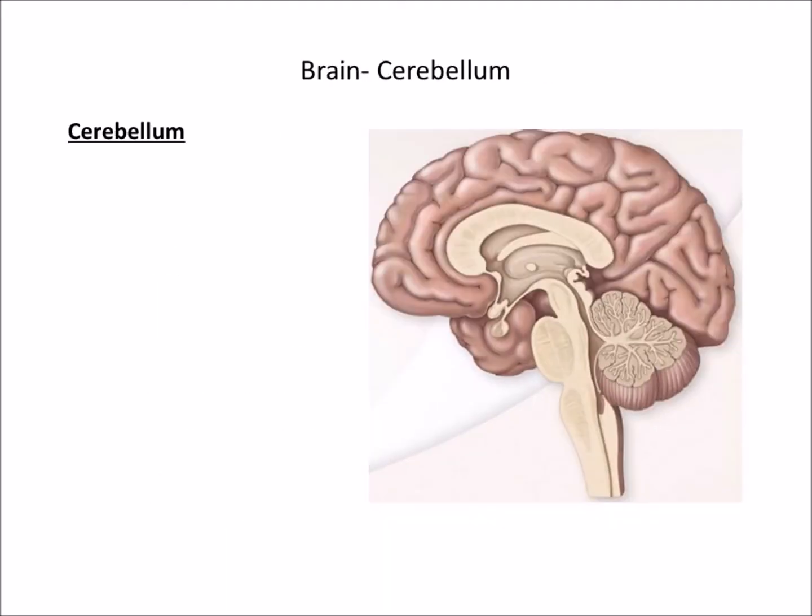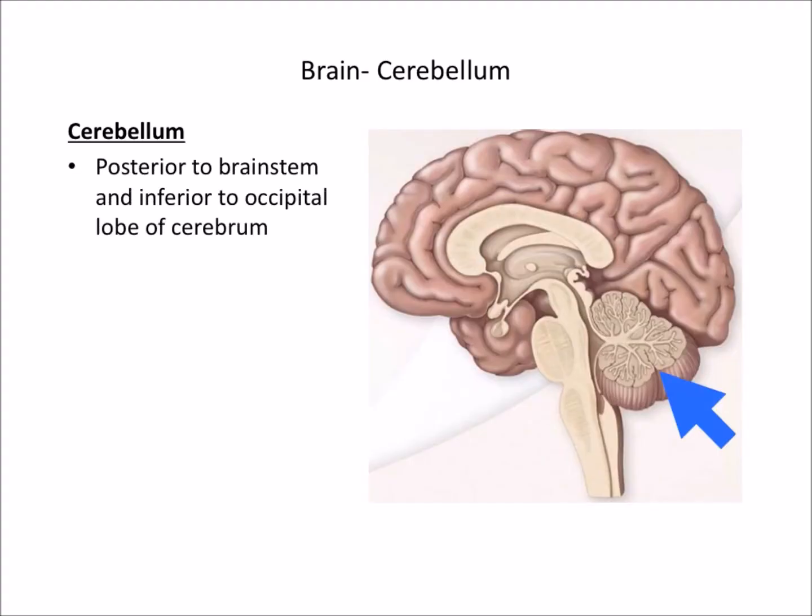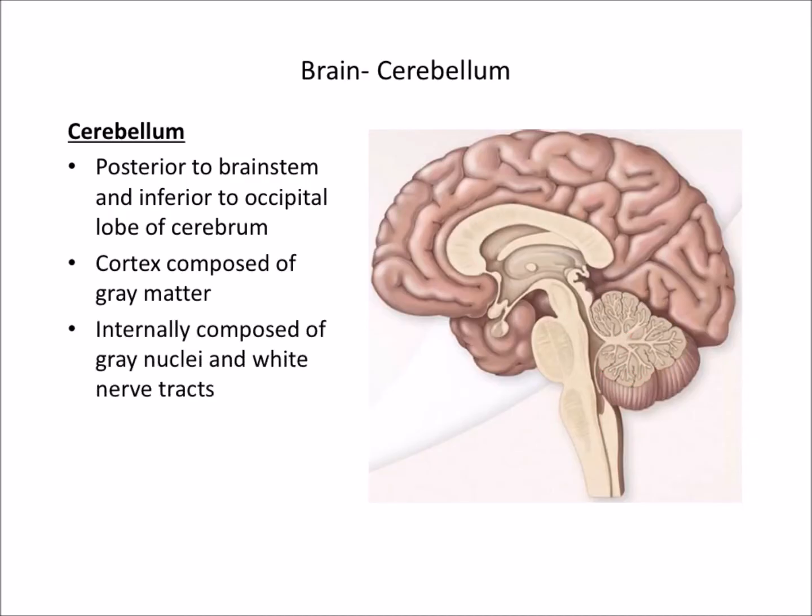The next major region of the brain is called the cerebellum. And the cerebellum is posterior to the brainstem and inferior to the occipital lobe. Its cortex consists of gray matter, while internally it's composed of gray nuclei and white nerve tracts.